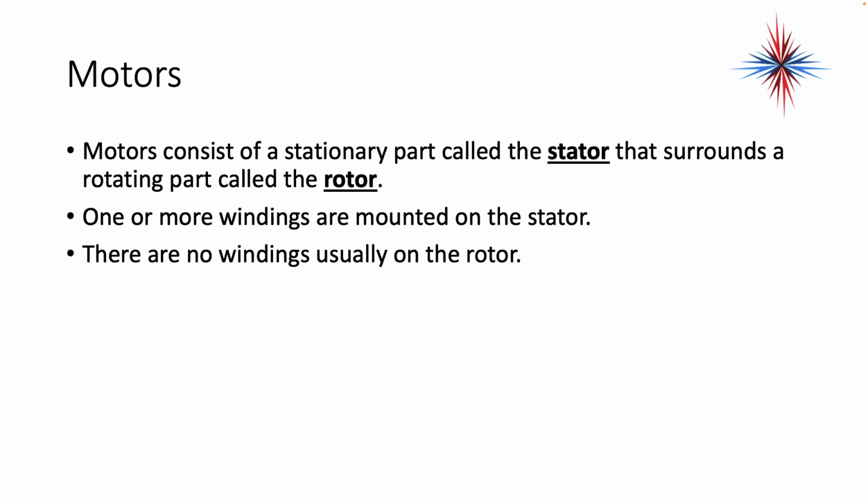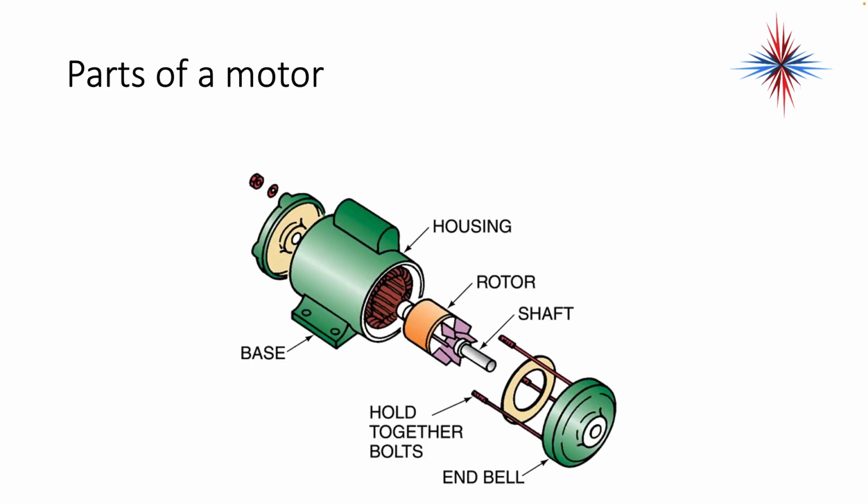Motors consist of a stationary part called the stator that surrounds a rotating part called the rotor. One or more windings are mounted on the stator. There are usually no windings on the rotor for AC motors.